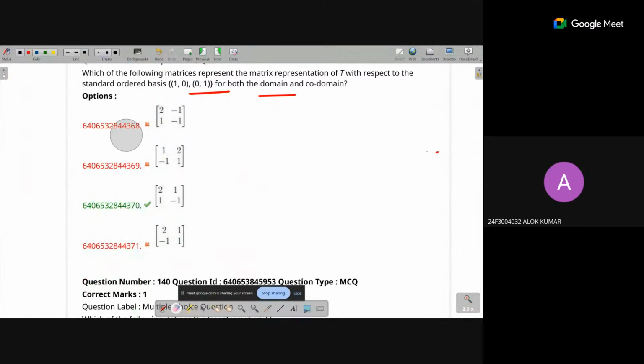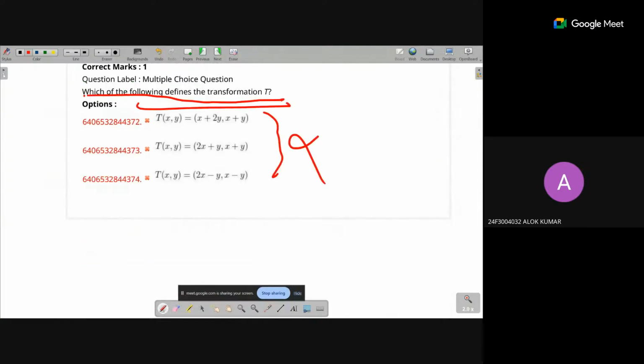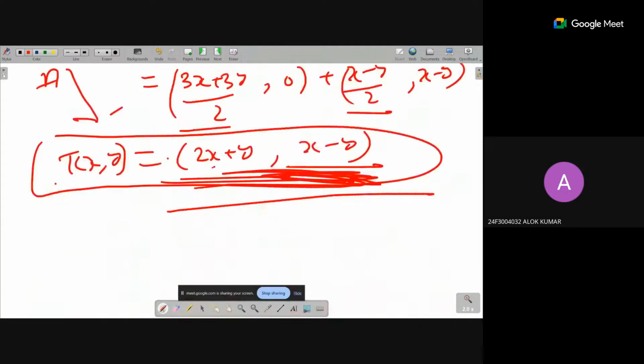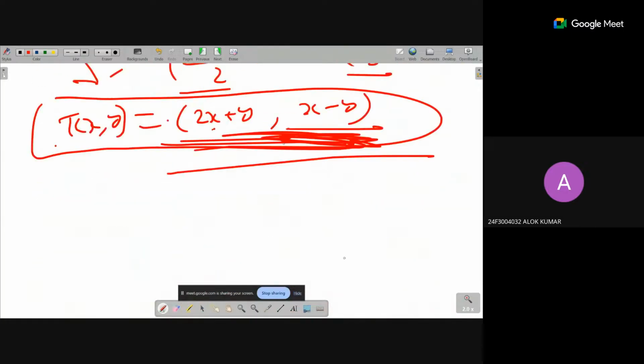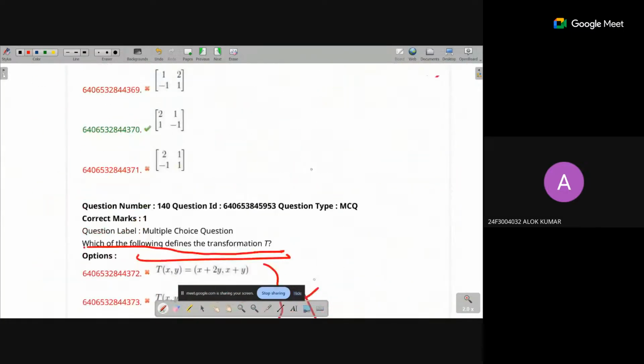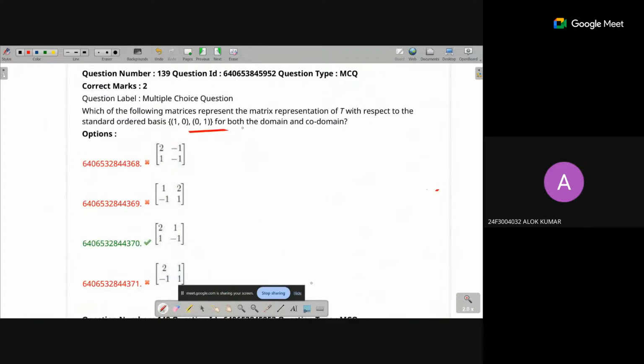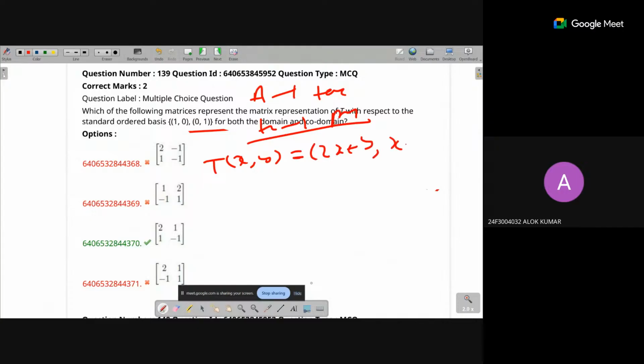Another thing I have to calculate is that. So I have solved this part. Which of the following defines the transformation T? So this is the transformation of T: 2x plus y, x minus y. Now I have to get from transformation to matrix. I just arrived from matrix to transformation. Now we know the transformation is 2x plus y, x minus y. The question is saying that if I take the standard ordered basis for the domain and the standard ordered basis for the codomain, then what will be the matrix?